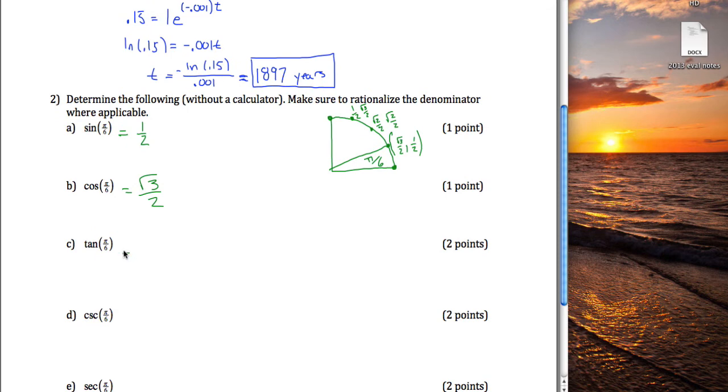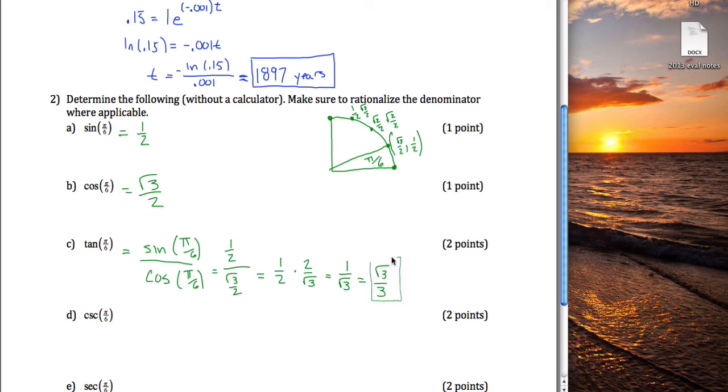But then tangent, maybe you remember that tangent is sine over cosine. So it's sine of pi over 6 over cosine of pi over 6. I already figured out that sine of pi over 6 was 1/2 and cosine of pi over 6 was root 3 over 2. So dividing fractions is like multiplying fractions, except you multiply by the reciprocal. So instead of root 3 over 2, I get 2 over root 3. Those 2's cancel, and I get 1 over root 3, which is not quite done, because I have to multiply by root 3 over root 3 to rationalize the denominator. And so what I get is that tangent of pi over 6 is the square root of 3 divided by 3.